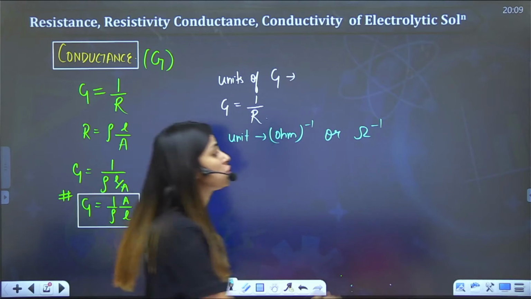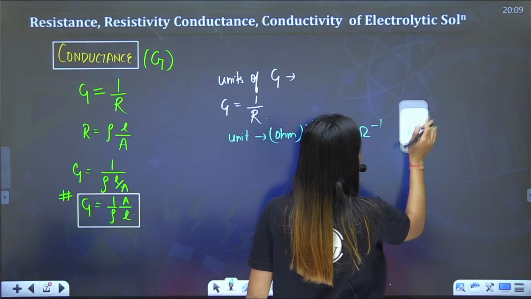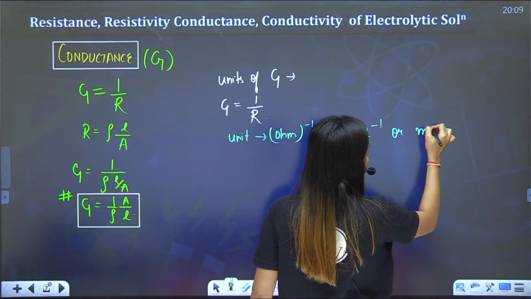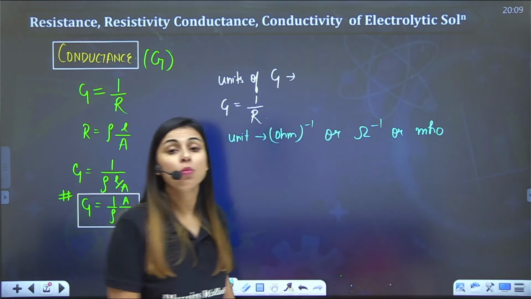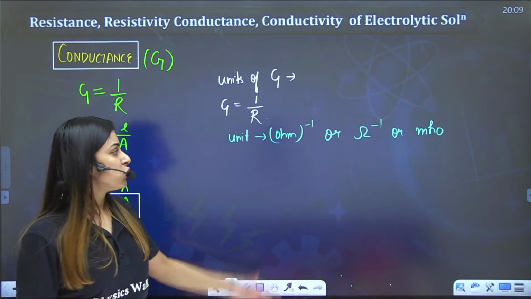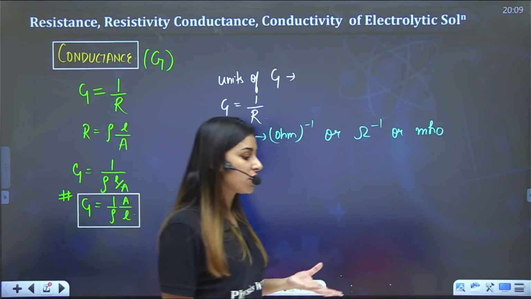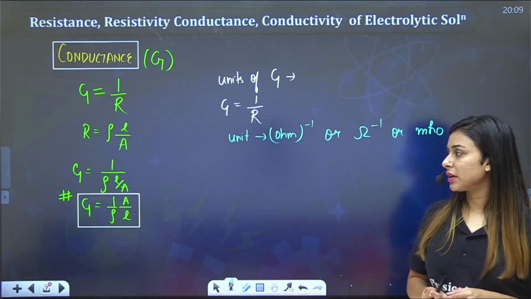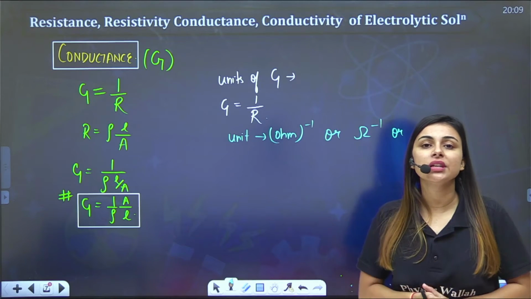Or you can also say, my dear students, it is also equal to MHO, which is known as Moho. So these are the three units that you generally use for conductance.